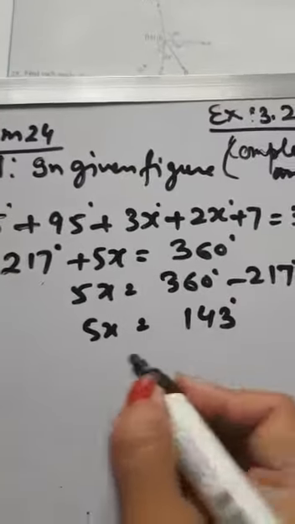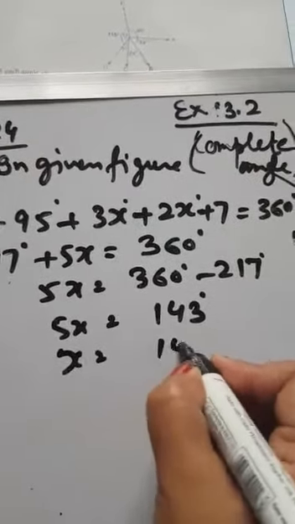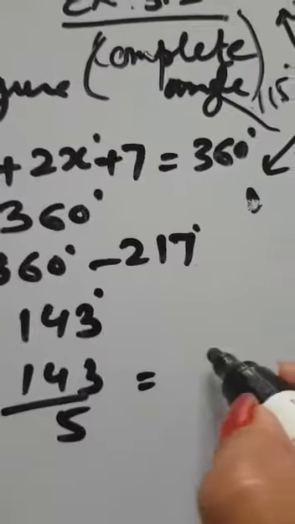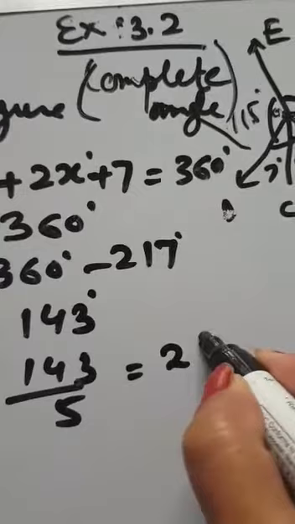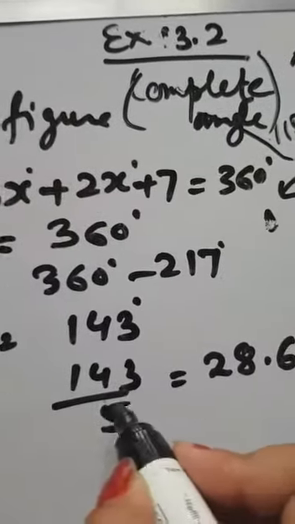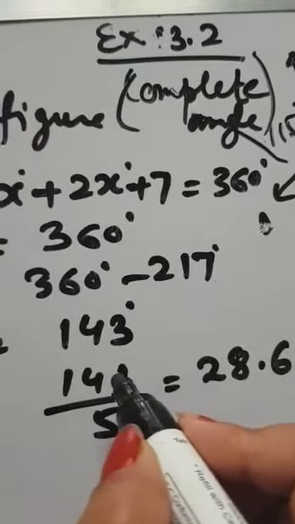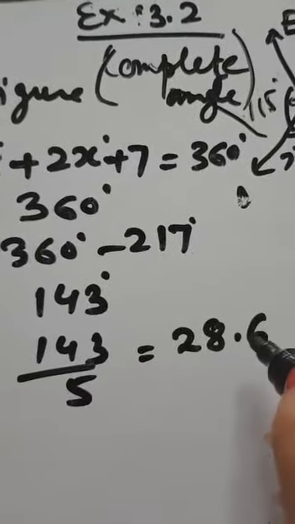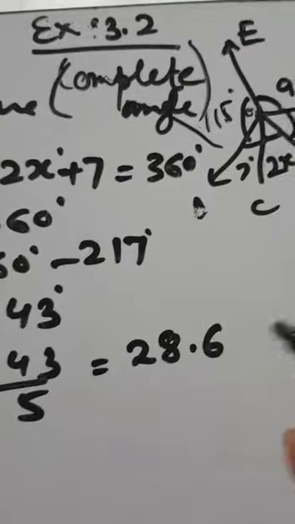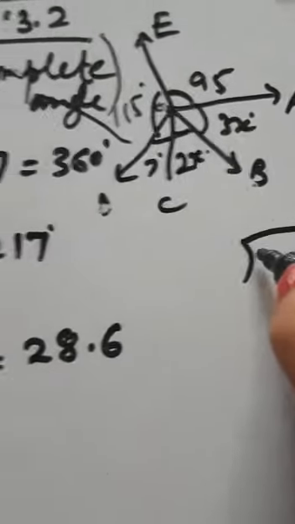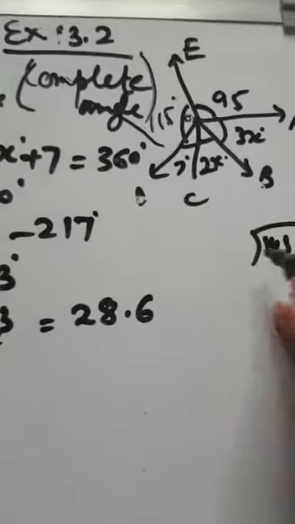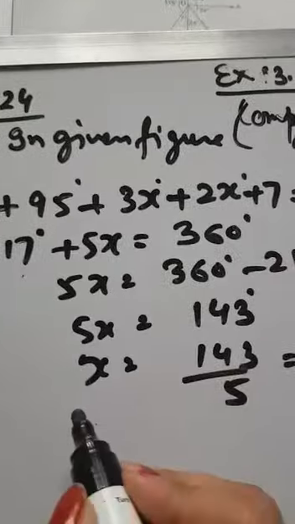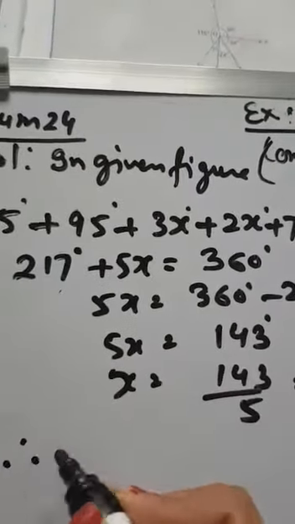Okay, and then x is equal to 143 divided by 5, which will give you 28.6. 5 into 14 is 70... 143, 5 eights are 40, 3 is left. Then put point, take 0, 30, 5 sixes are 30. You can divide 143 by 5. Okay. So you will be getting 28.6. So x is 28.6.